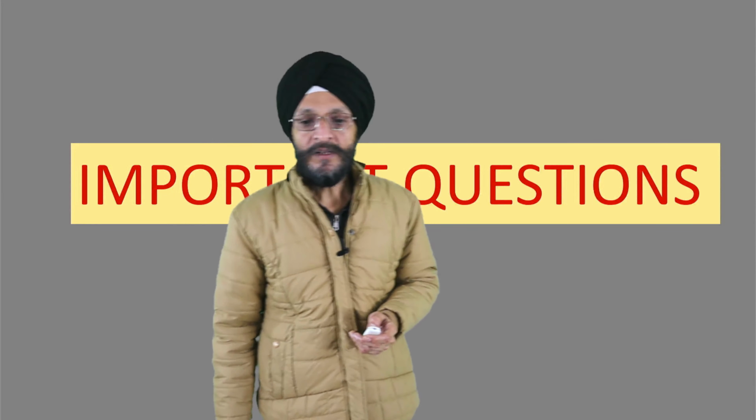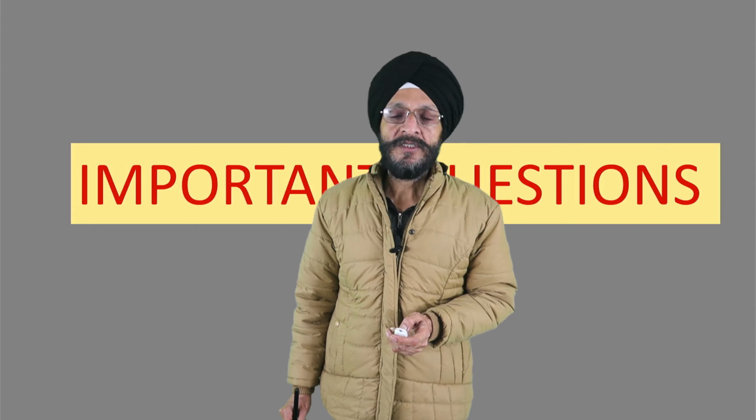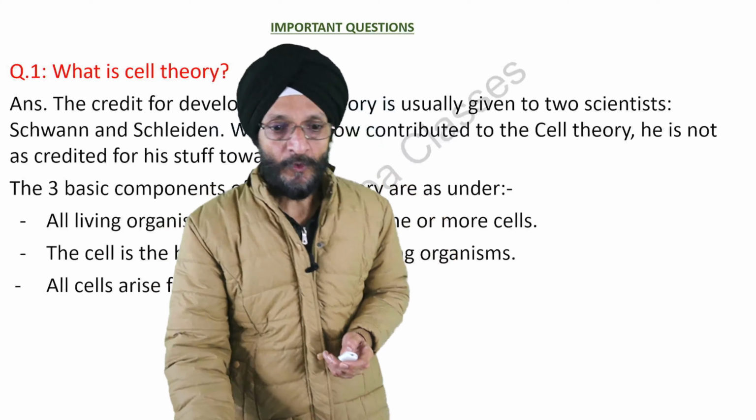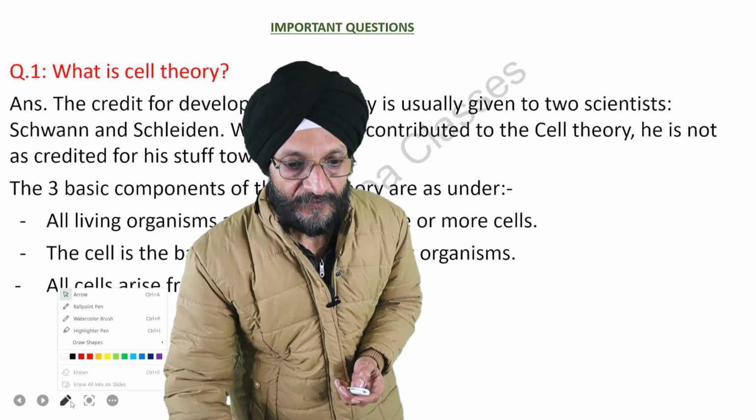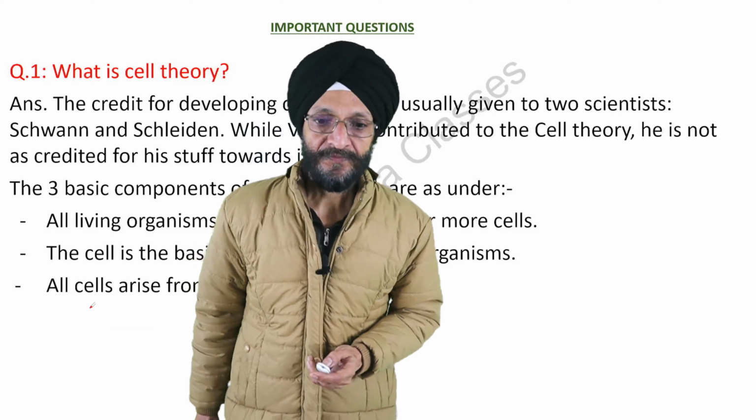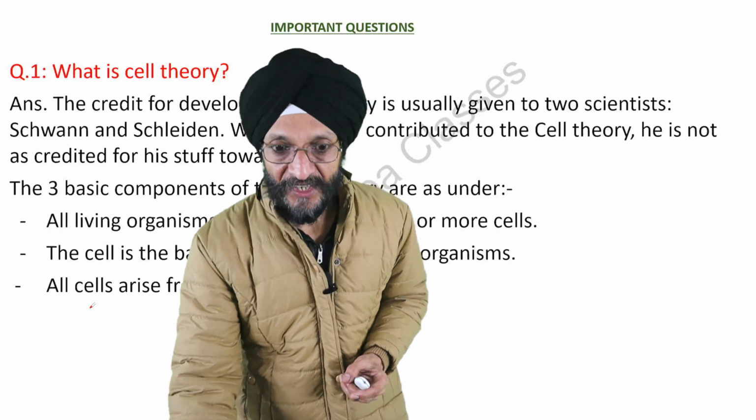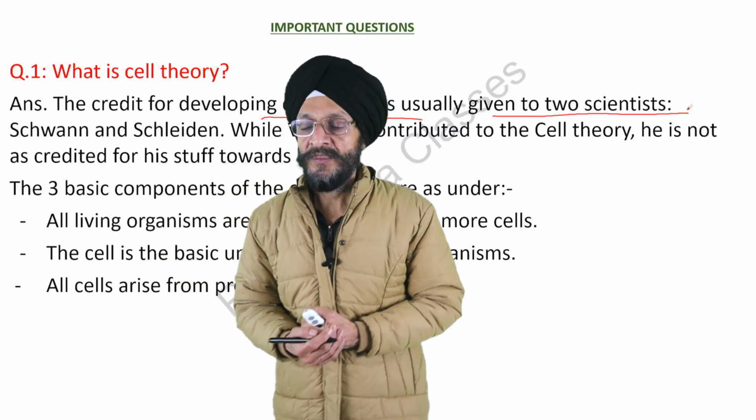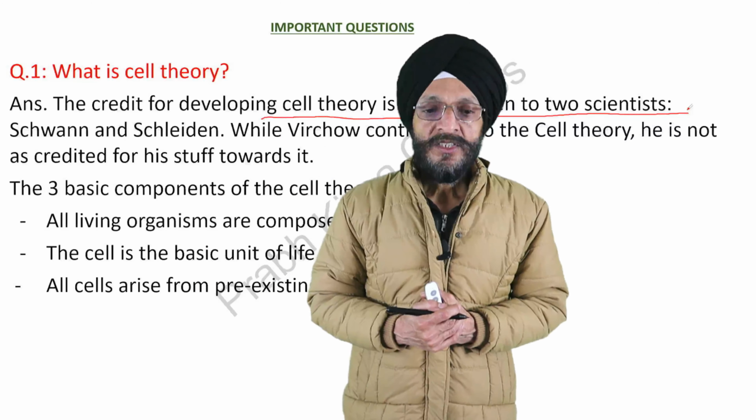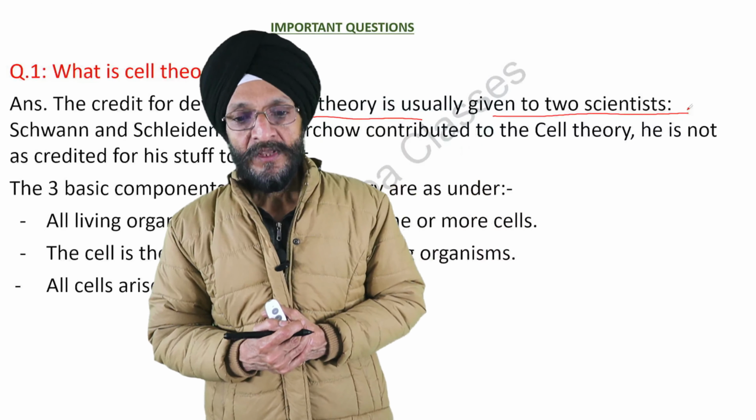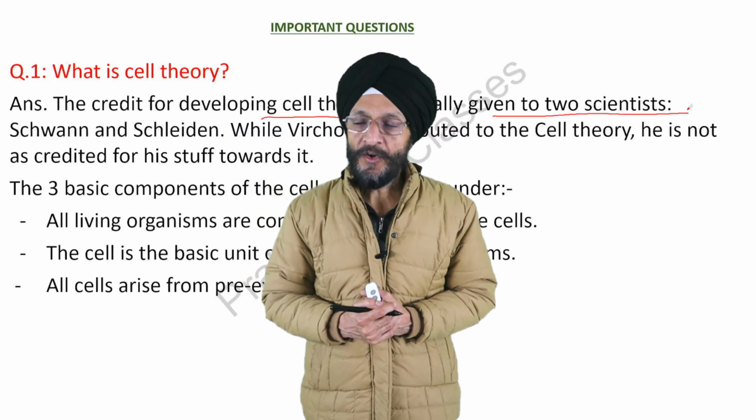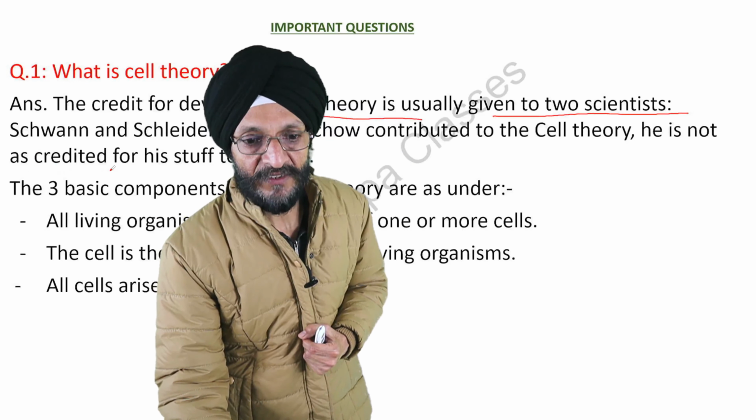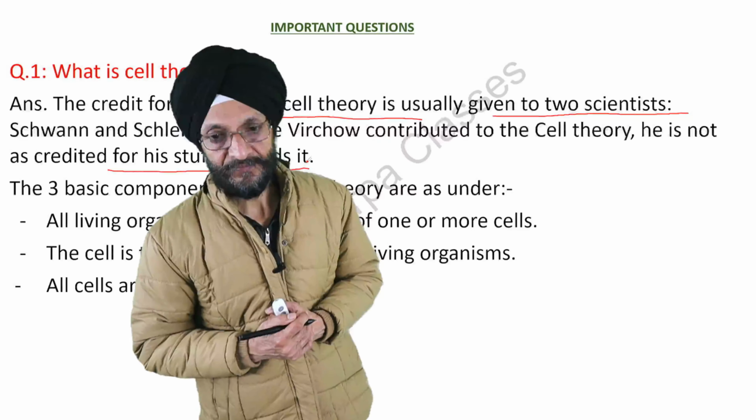Now we will do important questions of this course. First question before us is, what is cell theory? The credit for developing the cell theory is usually given to two scientists. The names of the scientists are Schwann and Schleiden. While Virchow contributed to the cell theory, he is not as credited for his work towards it.